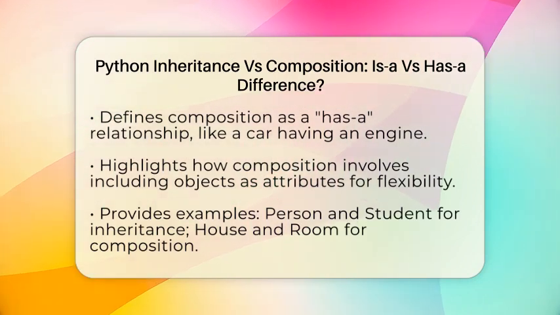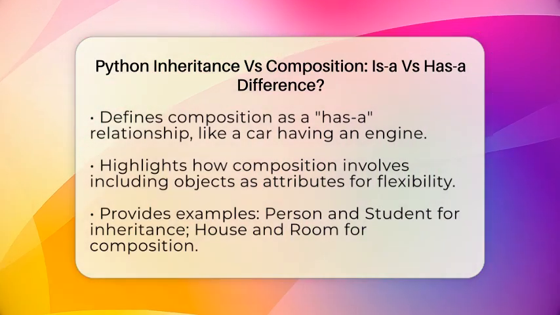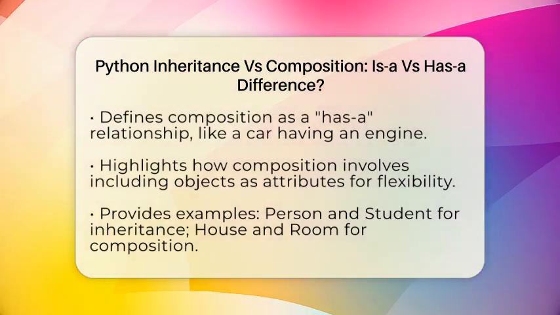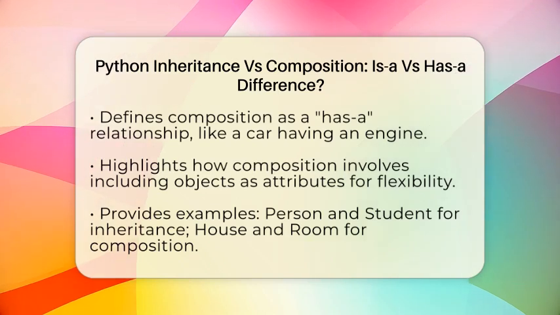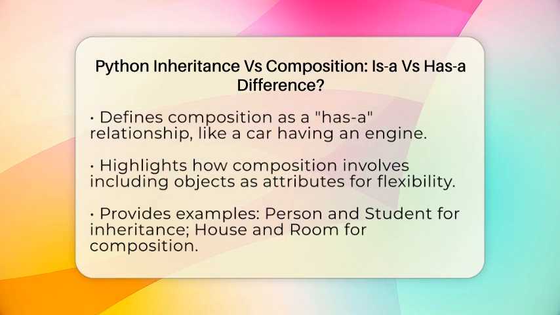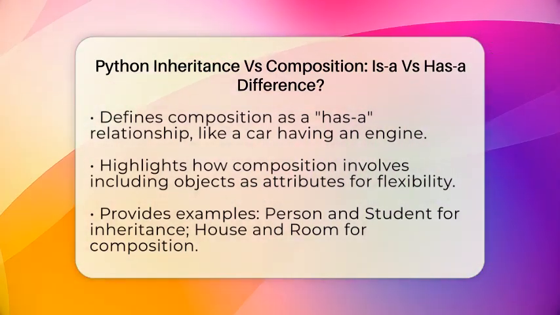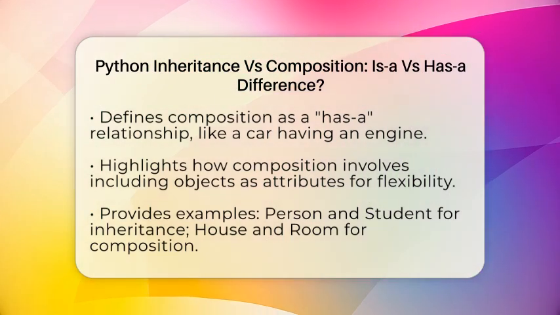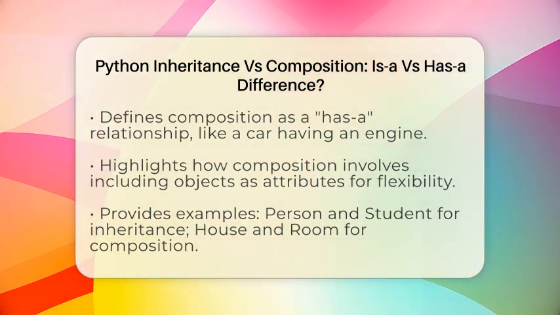On the other hand, composition is more like saying a car has an engine. Instead of inheriting from an engine, the car contains an engine object inside it. In Python, you create a class for the engine and then include it as an attribute in the car class. This method helps build complex objects by combining simpler ones. It makes your code more flexible because you can swap out parts without changing the whole structure.